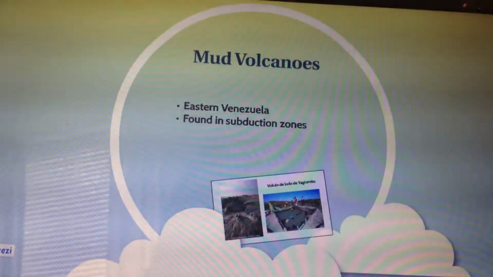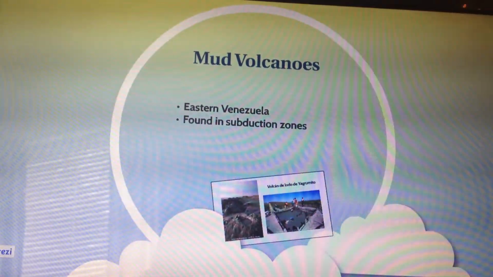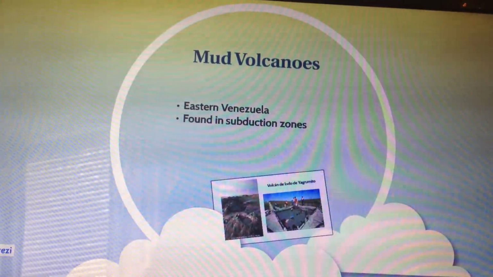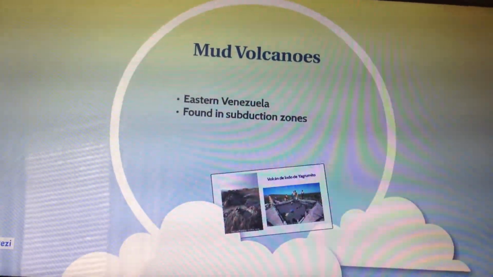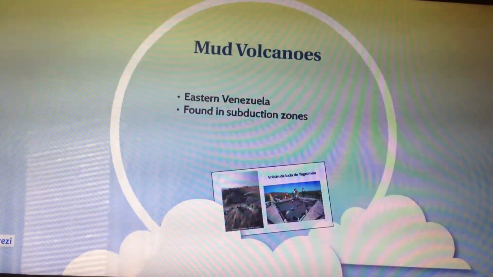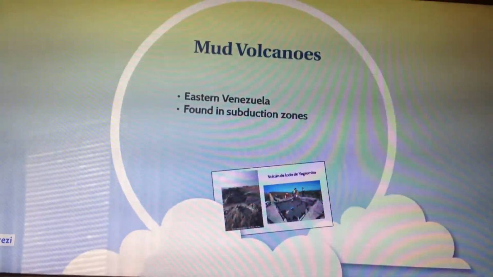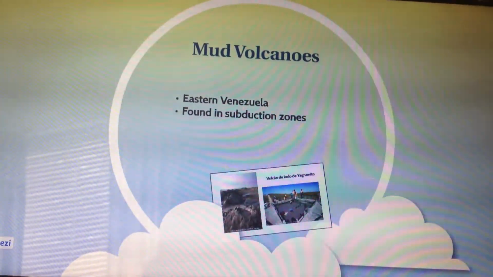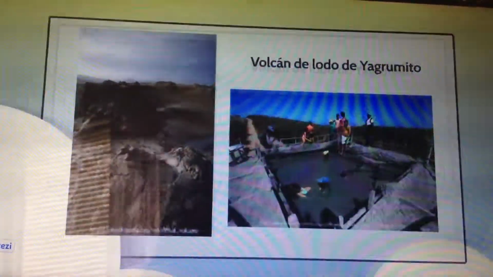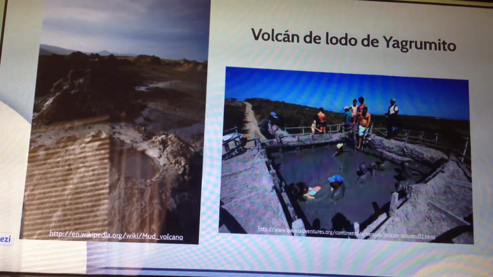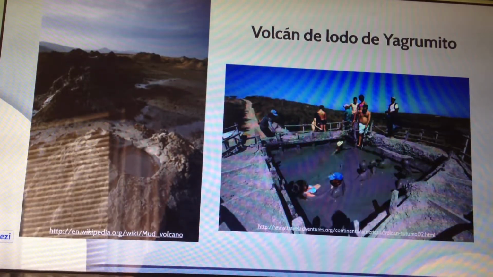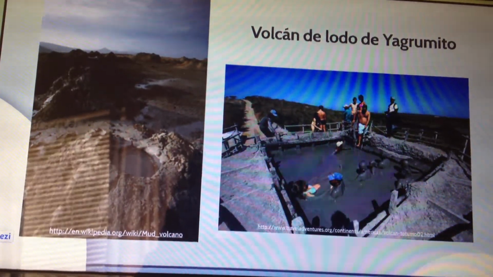In eastern Venezuela, we can find mud volcanoes as a result of the convergent boundary. A mud volcano is a volcano that doesn't produce lava, but instead produces mud and gases from the earth. In this picture is a popular volcano in the area where tourists come and visit and sit in the mud and claim that it has healing powers.